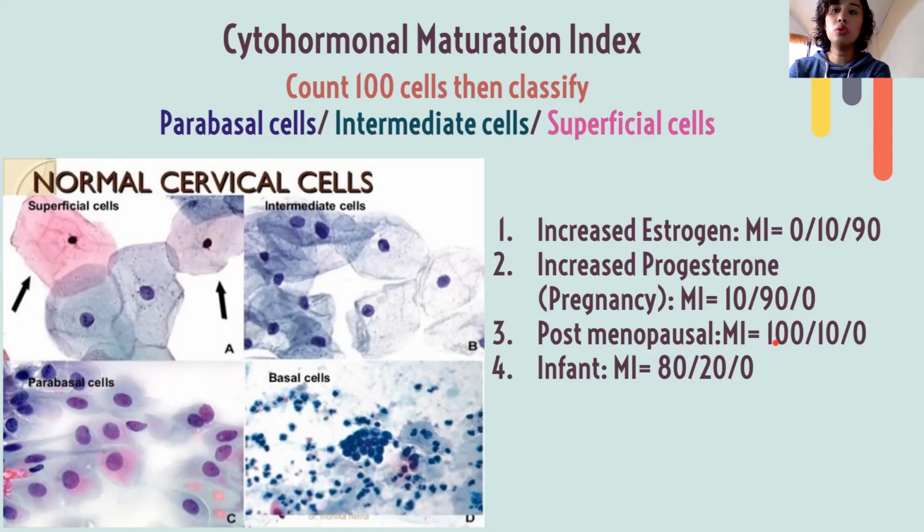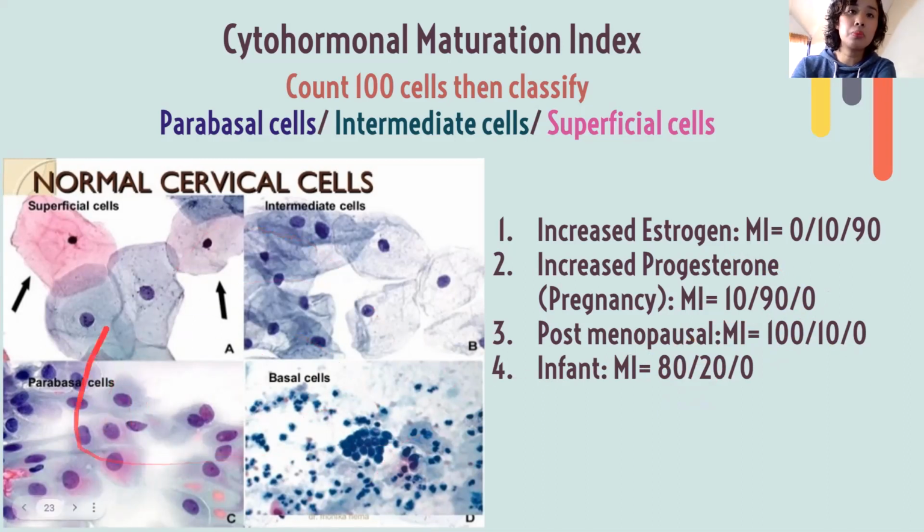Postmenopausal, naku, 110 yung nalagay ko dito. 90 to, guys. 90 and 10. So, postmenopausal, the majority of the cells are parabasal. And infant class, majority is parabasal as well. So, decreased, low levels pa ang estrogen at progesterone. We have 20 intermediate cells. So, this could be your guide.